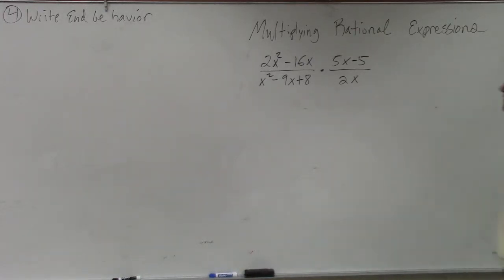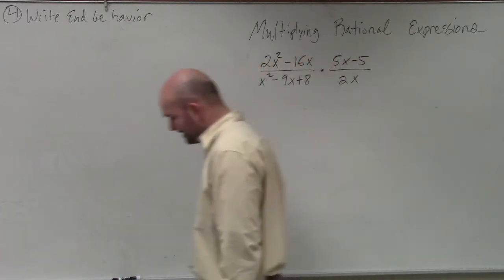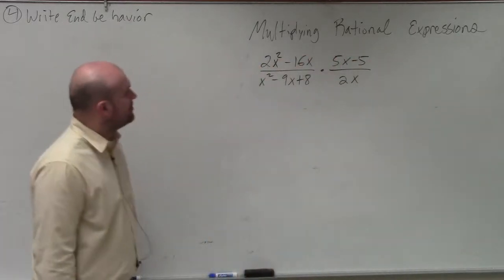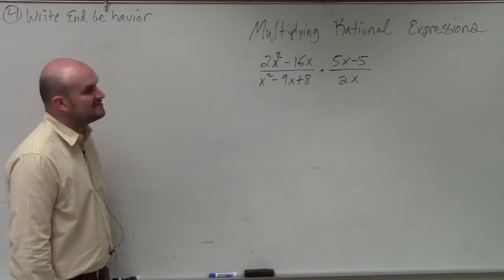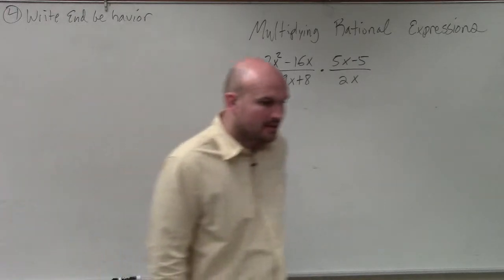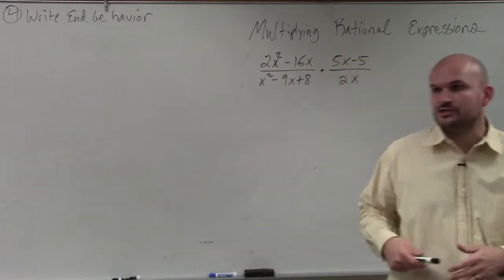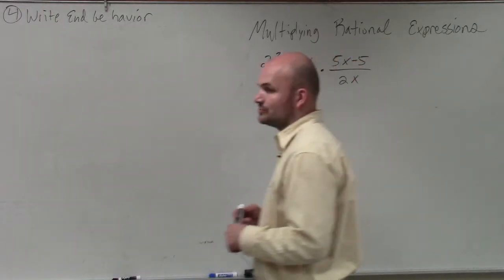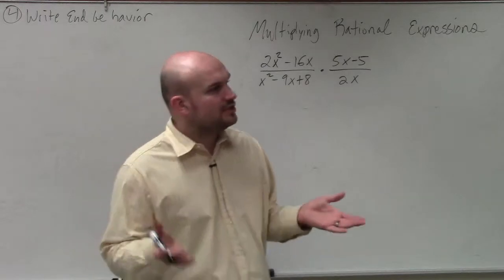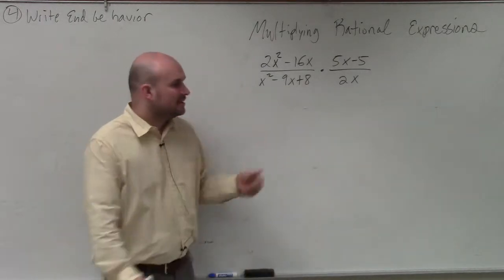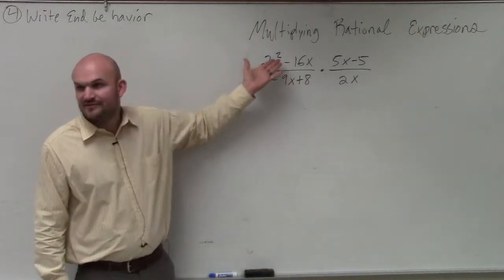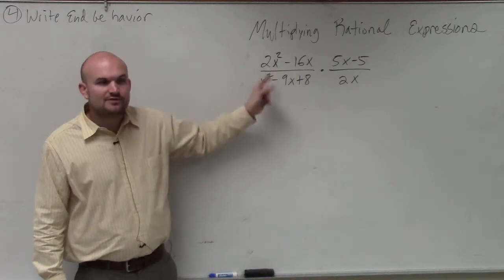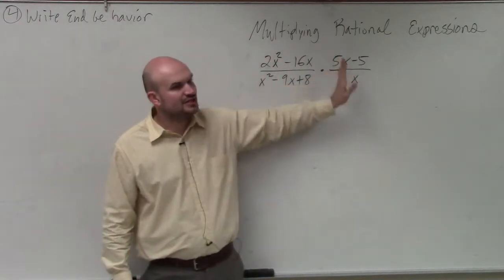So in this example, ladies and gentlemen, we have 2x squared minus 16x divided by x squared minus 9x plus 8, times 5x minus 5 divided by 2x. OK? Now, I'm just going to show you there's a couple steps that we need to know ahead of time to make sure that we can do this one efficiently. Because one thing you guys notice, what's different from this problem compared to last problem is that now we have addition and subtraction. We have terms that are separated by addition and subtraction.